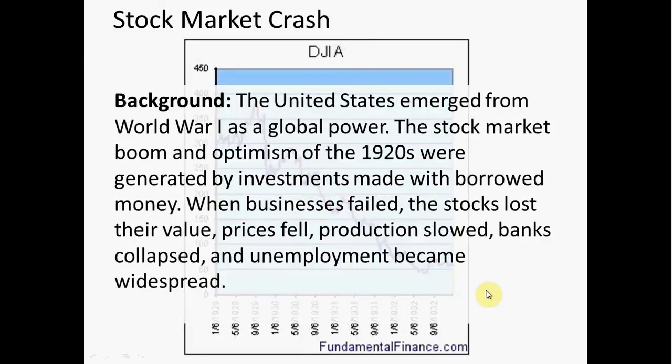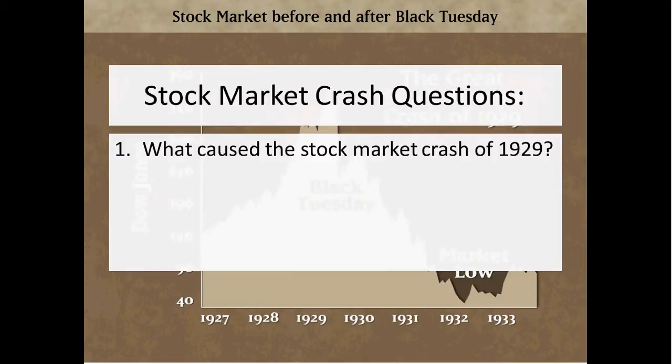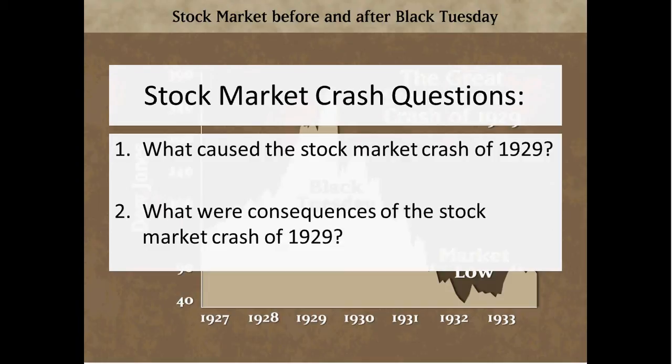So here's your background. The United States emerged from World War I as a global power. In the 1920s, lots of people made money and invested it, but they weren't realistic, and the businesses failed. Read the notes, write down the notes. Two questions for the stock market crash. Number 1, what caused the stock market crash? And number 2, what were the consequences of that crash?